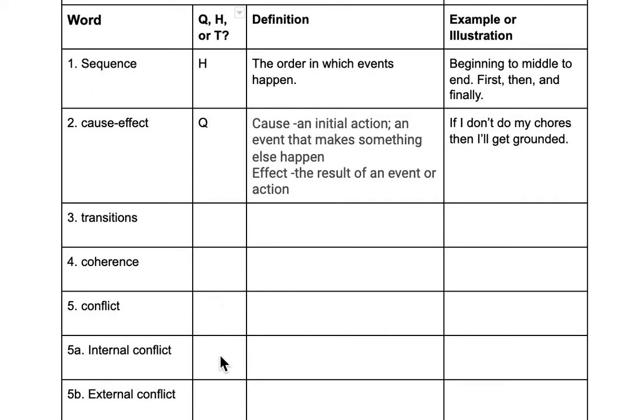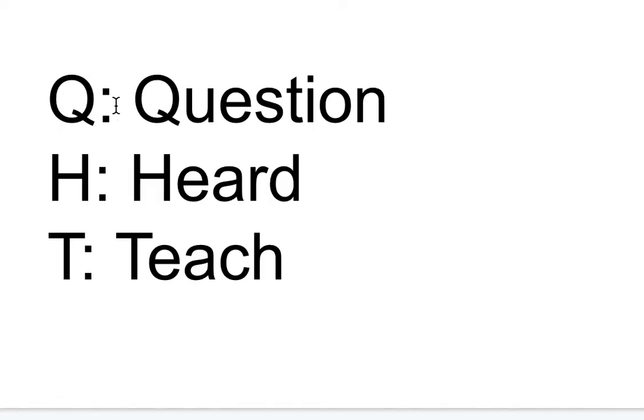I'm going to start off by explaining this first column here, the Q, H, or T. If you remember from class, Q means question. That means you have no idea what the word means and you want answers. H means heard, meaning you might have heard this word before in a story or in a conversation, but you're not quite sure what it means yet. T means you can teach the word.